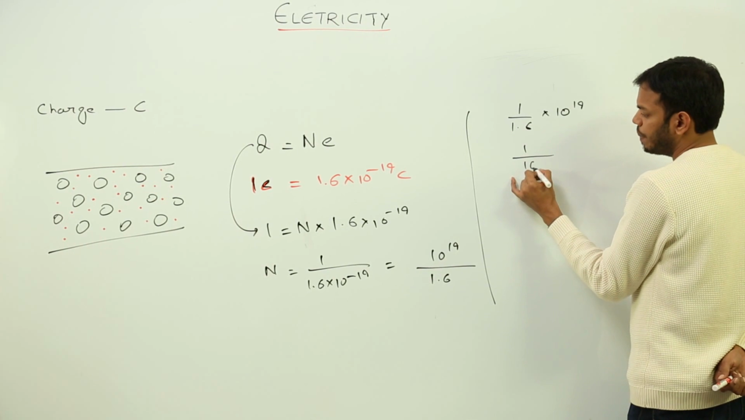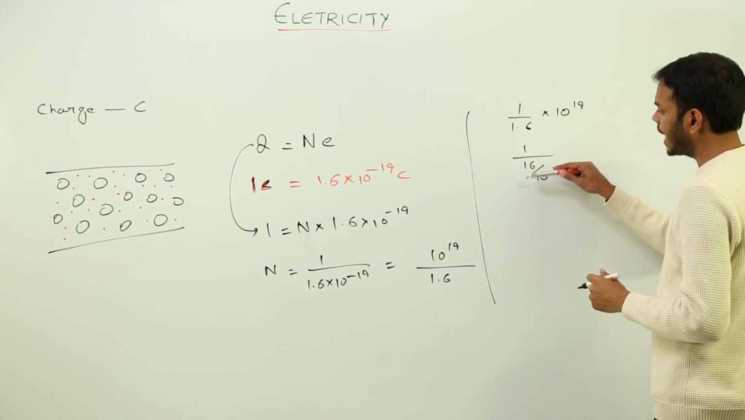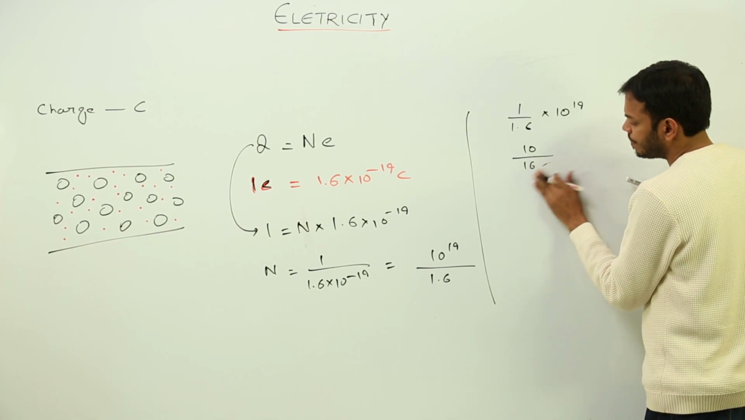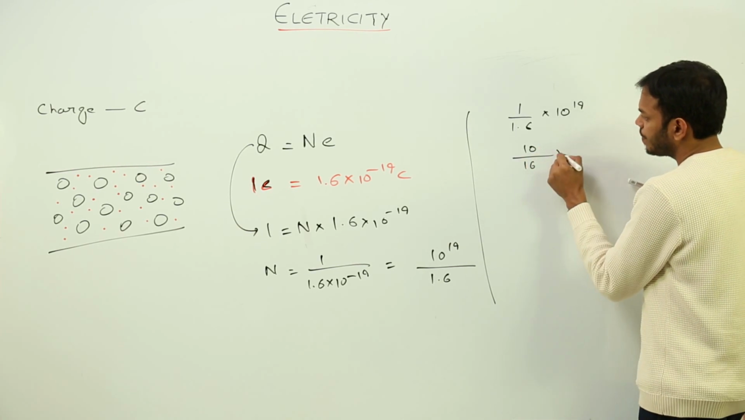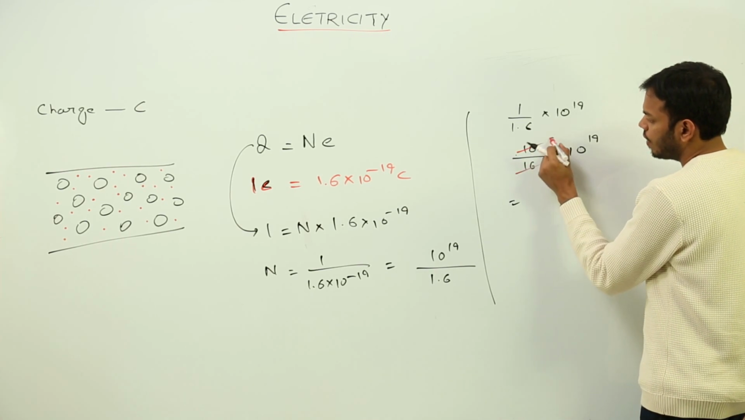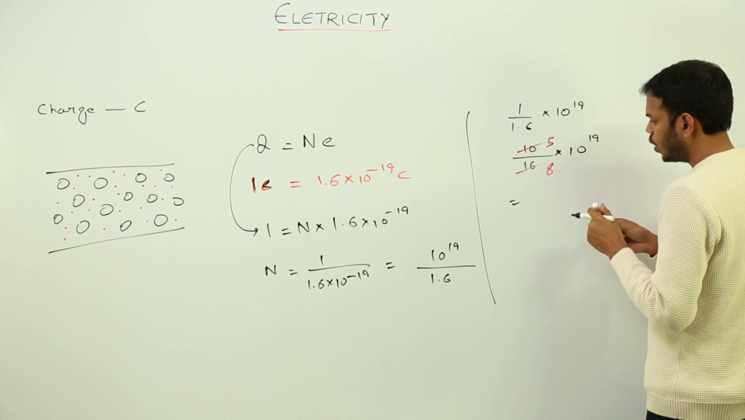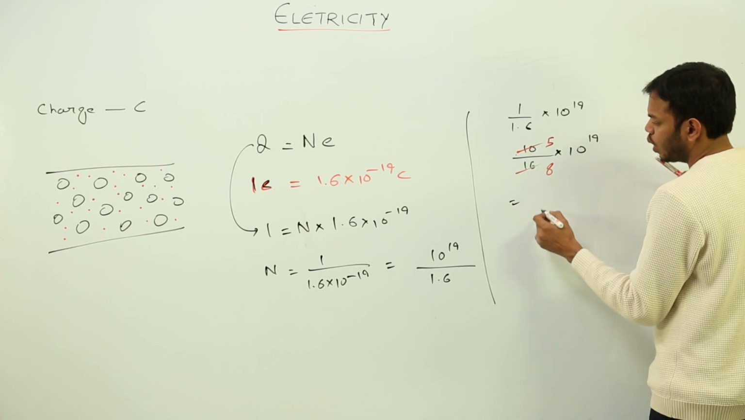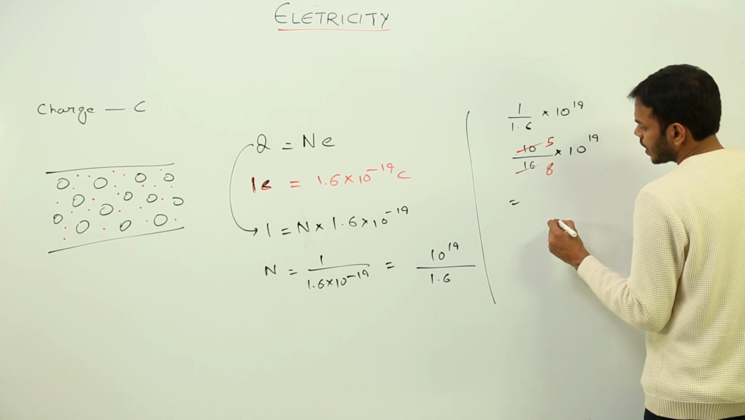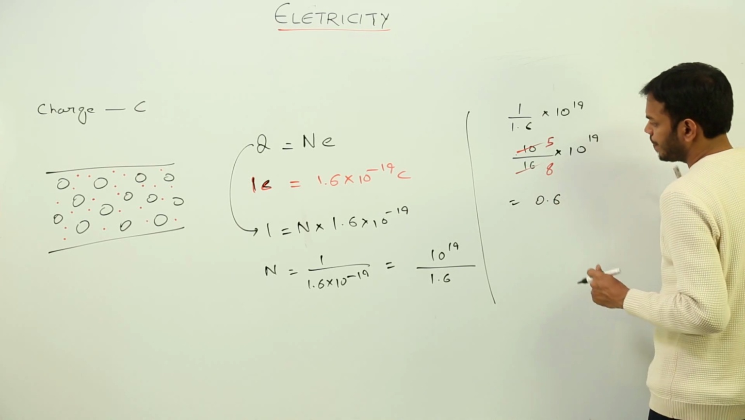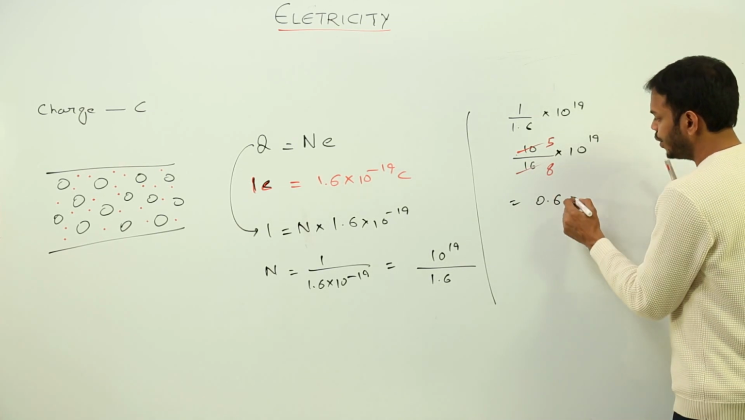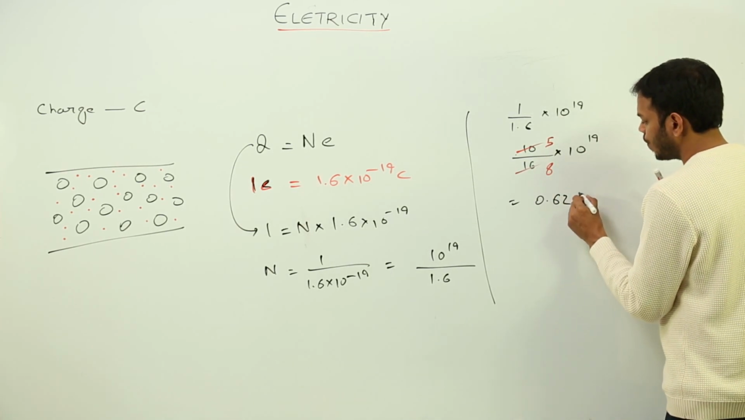This decimal becomes 16 upon 10. Instead of writing it like 16 upon 10, I can write the 10 on the numerator side, so this goes this way, times 10 raised to power 19. Cancel it out by 2, and I'll get 5 upon 8, right? So I have to divide 5 by 8. 8 into 6 is 48, so 0.6, and I am left with remainder 2. Then 8 into 2 is 16, then 5.